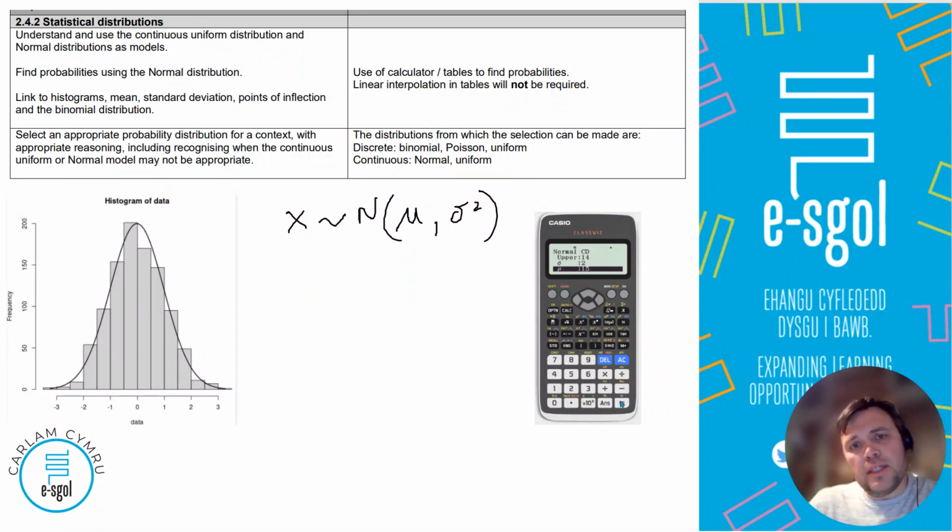A lot of the time you will see it written as a number squared. That number on its own is the standard deviation, and if you square it, it's the variance. If you just see a number on its own, you have to square root it to get the standard deviation. It is important that you understand where that comes from and what to do with each of the different questions.